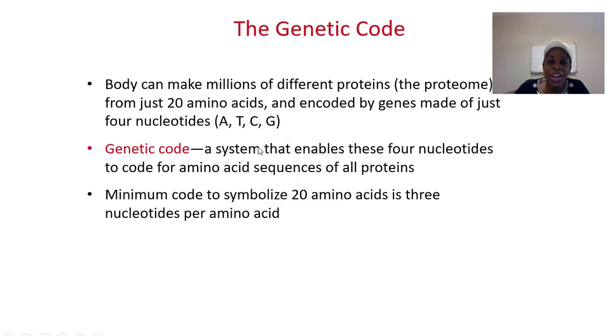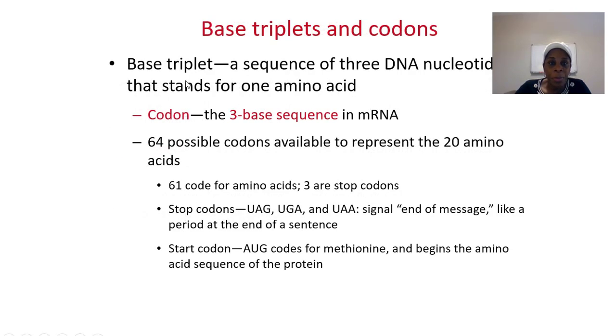So what is the genetic code? It's a system that enables these 4 nucleotides, remember, C, G, A, T, to code for the amino acid sequence of all proteins. It's just like a code in your body that can determine which amino acid, which protein is being made. And it comes in a triplet. It means that every mRNA will have 3 pieces of those nucleotides that will be making a specific amino acid. And many amino acids will be the protein.